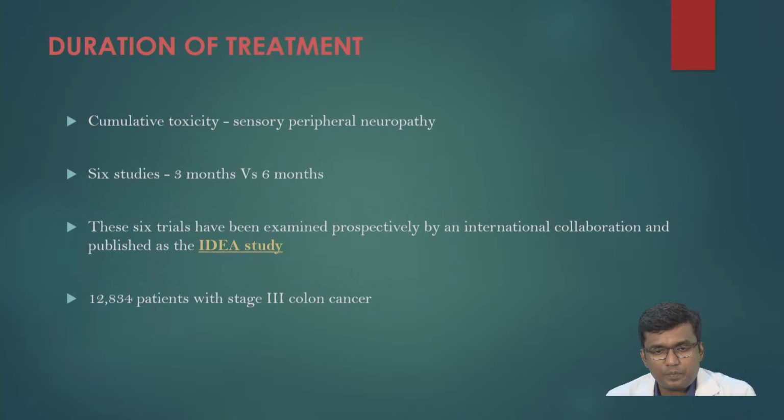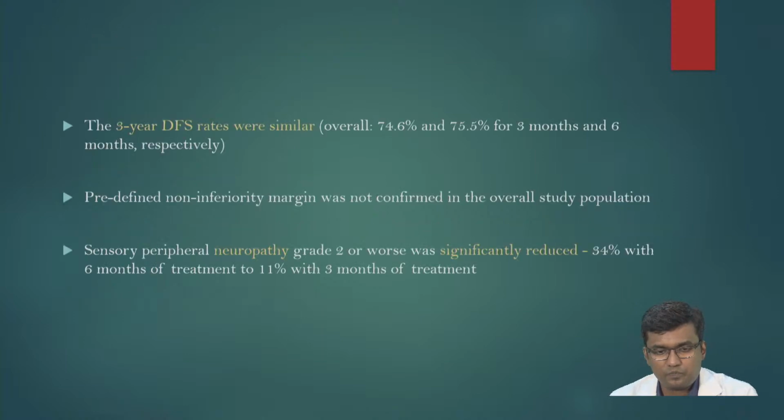So moving on to the topic of duration of adjuvant therapy, the combination of 5-FU and oxaliplatin leads to a cumulative toxicity in the form of sensory peripheral neuropathy. So various trials have tried to reduce this toxicity by reducing the duration of adjuvant therapy. So we have 6 studies which compared 3 months versus 6 months of adjuvant therapy. These 6 trials have been examined prospectively by an international collaboration and it was published as the IDEA study. So we have 12,000 odd patients with stage 3 colon cancer in this study.